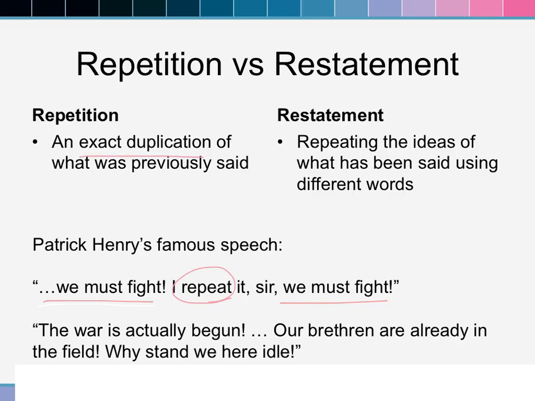In the next example, you see, "The war is actually begun. Our brethren are already in the field. Why stand we here idle?"